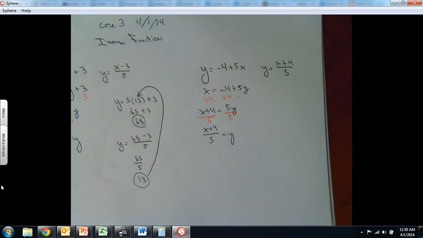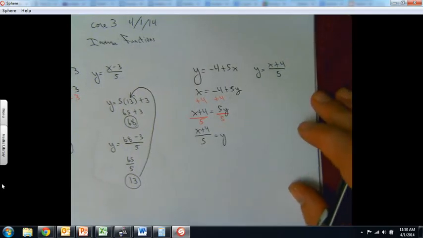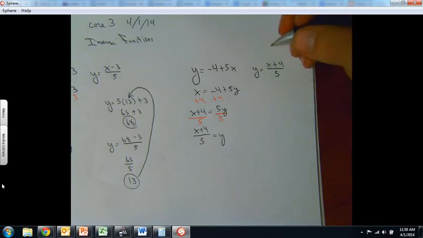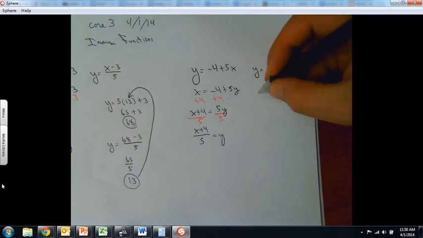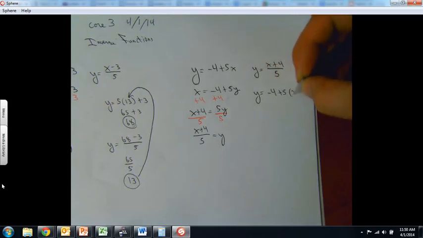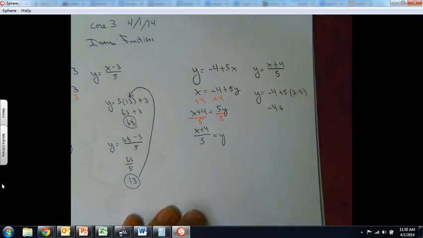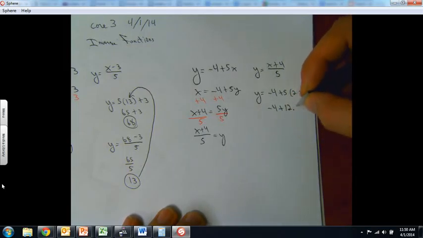Now let's test it. Let's pick another random number. I'm going to go with 2.5. Let's make it a little tricky. Or not, we'll go with 2.5. y equals negative 4 plus 5 times 2.5. Okay. Negative 4 and then 5 times 2.5 is 12.5. Negative 4 plus 12.5 is 8.5.